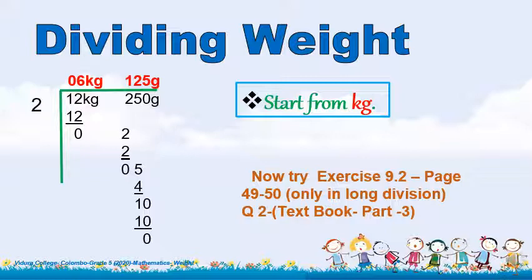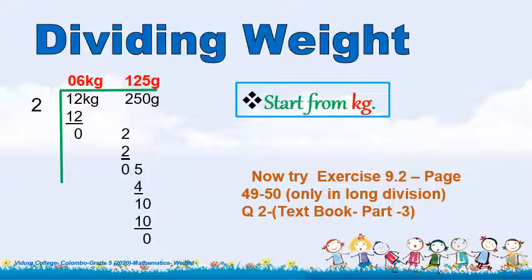So start your division from 12 kilograms. Inside 1, you don't have any 2's. So let's put 0. 2 times 0 is 0. Then 1 minus 0 is 1. Or else you can take 12 as it is. Just see how many 2's are there inside 12. That is 2 times 6. So you can straight away write 2 times 6 is 12. Then 12 minus 12 is 0.